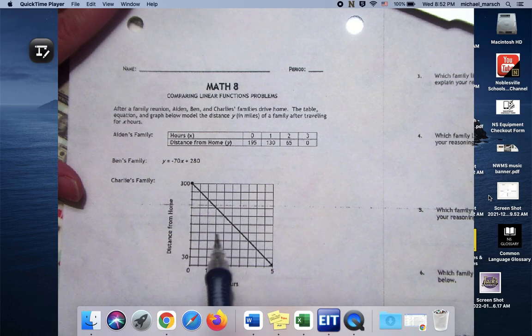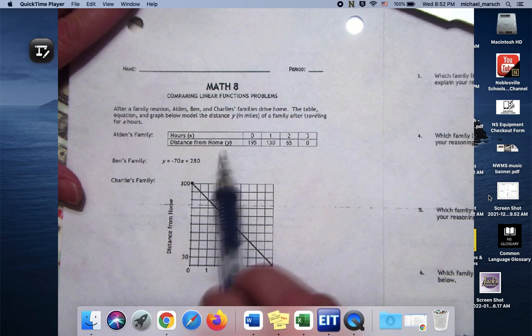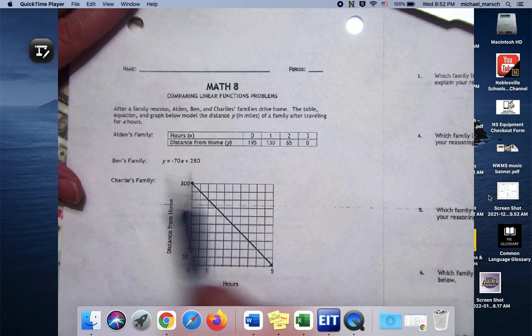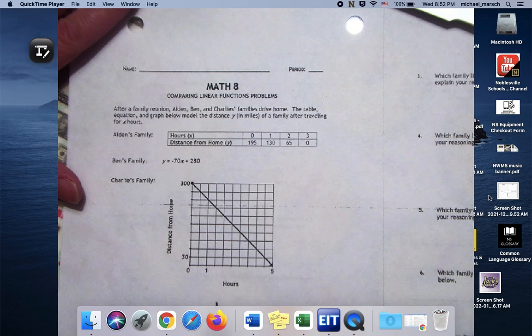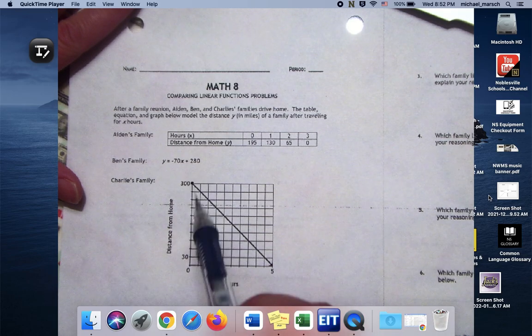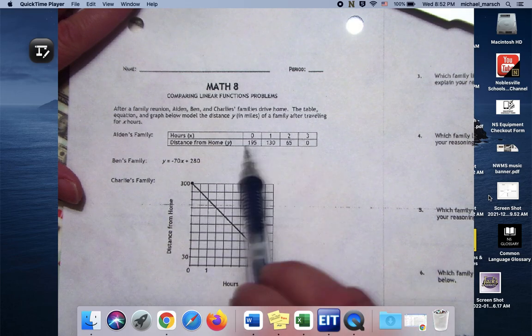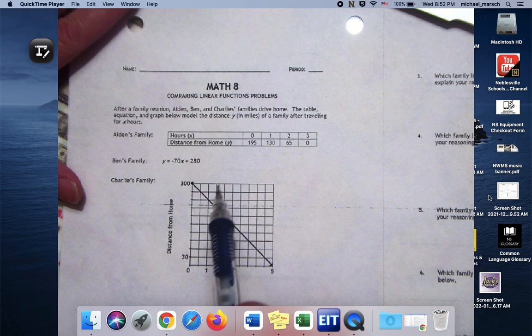So we're going to do the same thing we did on Tuesday. We're going to create equations. This one's already done for us. Create equations to represent each situation, right? So this is their distance from home, right? And so then we can figure out how long it took them to get home, how fast they were going, all the things.